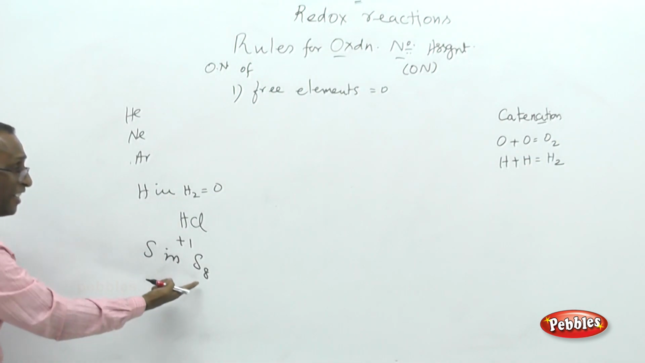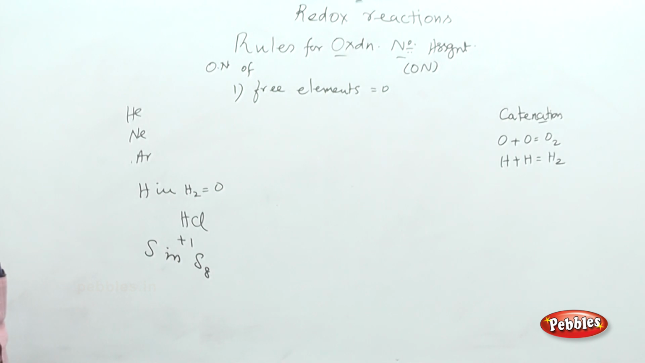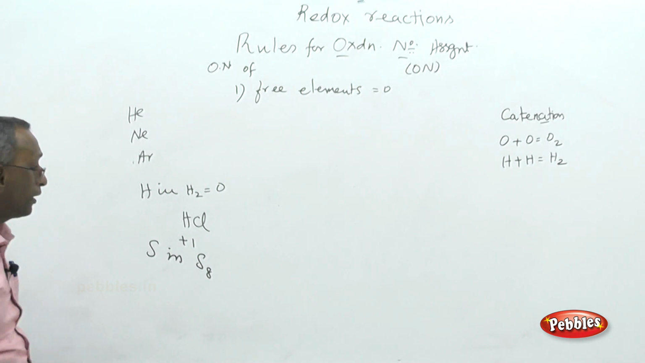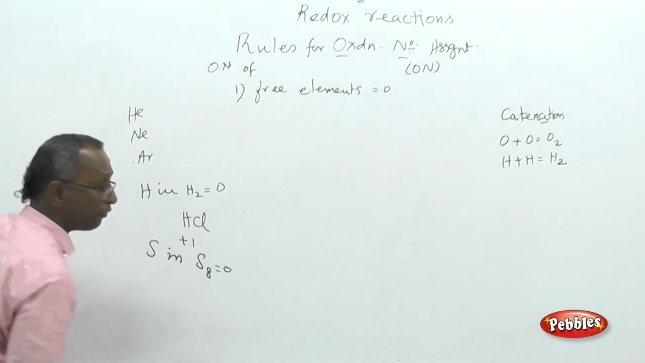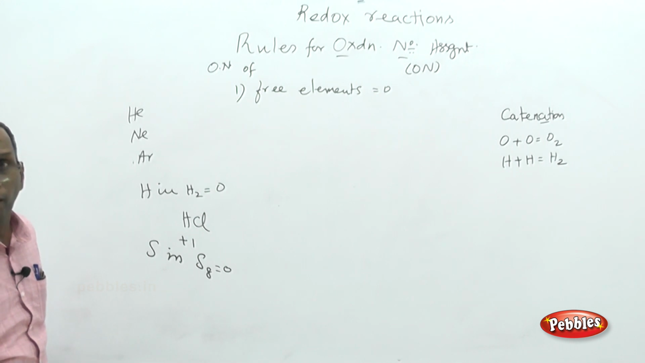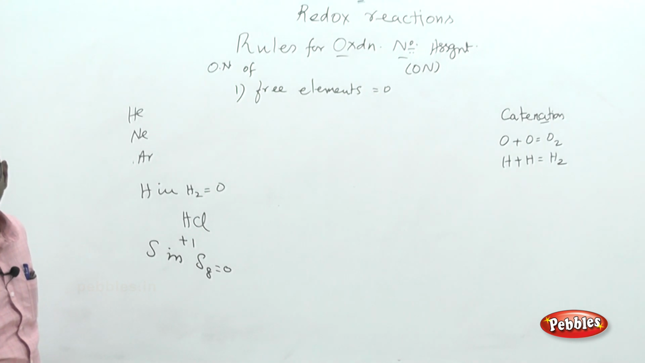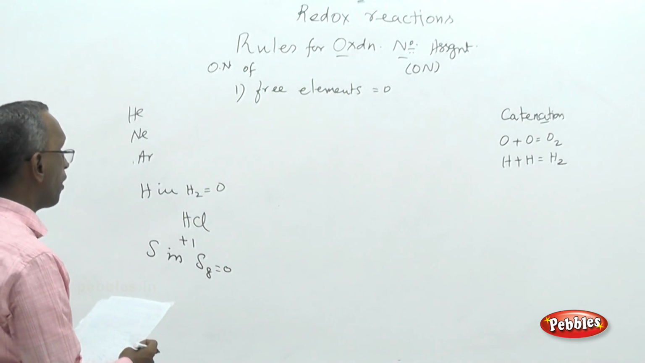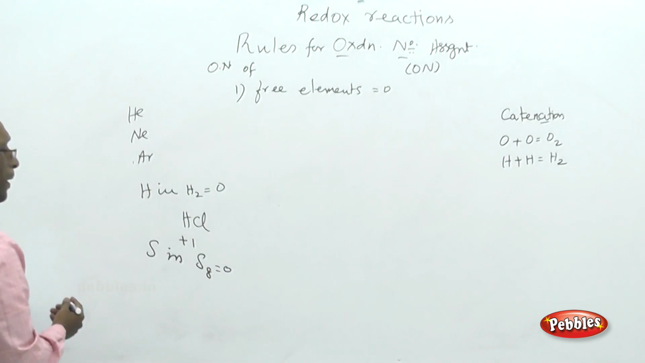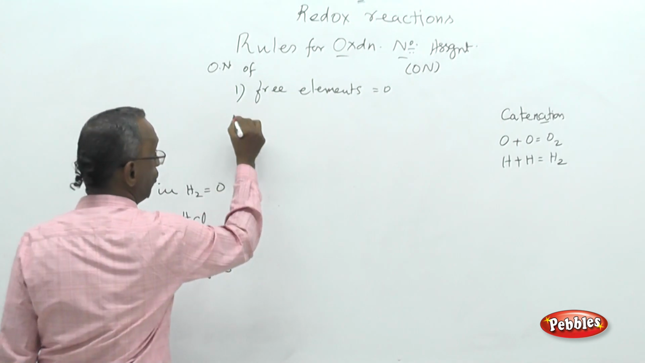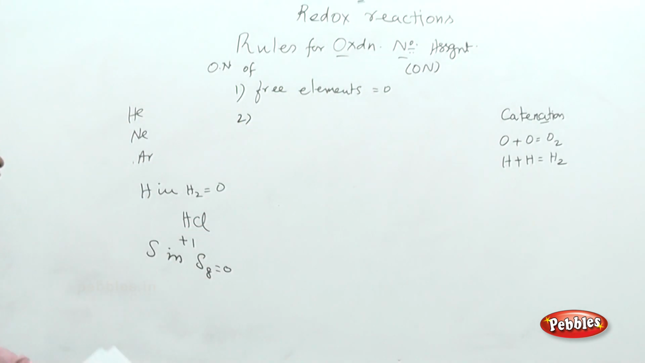Sulfur catenates 8 times. Sulfur combines with 7 other sulfur atoms to form a new system called S8. It is a catenated system. Here also the oxidation state of sulfur is 0, because 8x equal to 0 gives x equal to 0. So the oxidation number of free elements, or elements in covalent compounds, or elements in catenated species is taken as 0. That is the first rule to be followed.